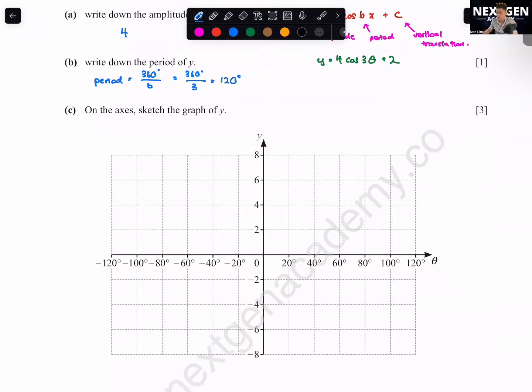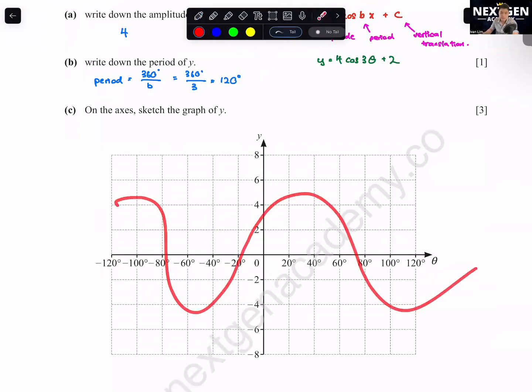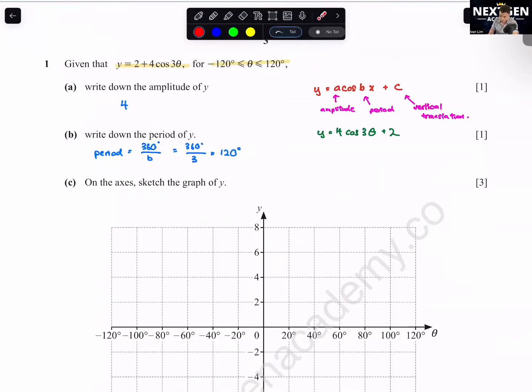On the axis, sketch the graph of y. How do you do this question? When they give you a guideline like this and say sketch, you don't just simply sketch. This time, because there are grids, you use your calculator. Do you all know how to type it in your calculator? First, type out this equation in your calculator. Ensure that it is in degree mode first. You're going to replace the theta with x. I want everyone to do it together.